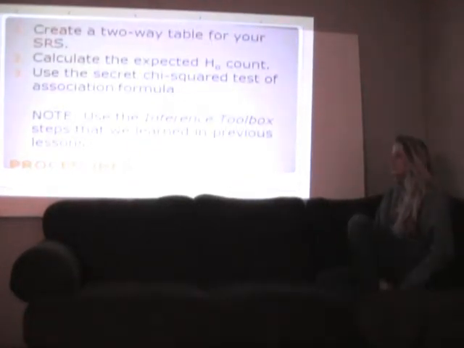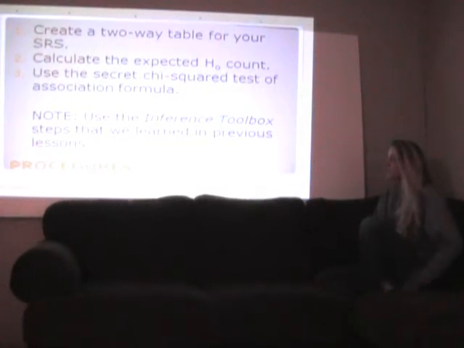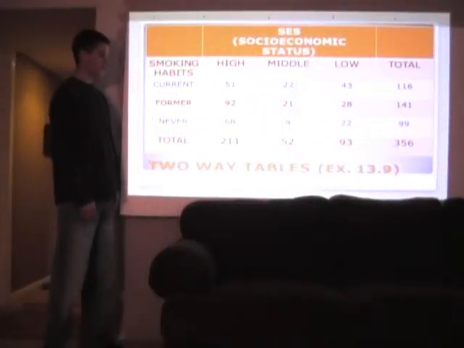Here are the procedures for solving a chi-squared test of association. First, create a two-way table for your simple random sample. Second, calculate the expected null hypothesis count. Third, use the secret chi-squared test of association formula. And when you do the test of association formula, you need to use the inference toolbox steps that we learned in the previous video.